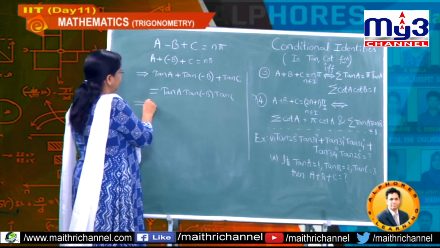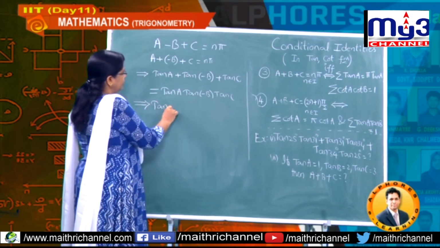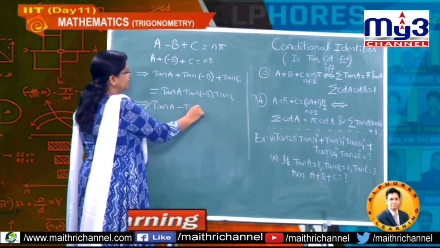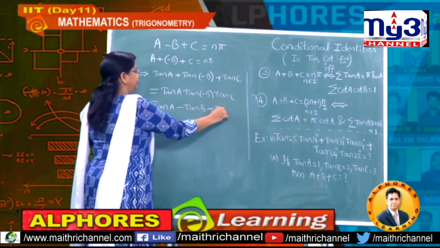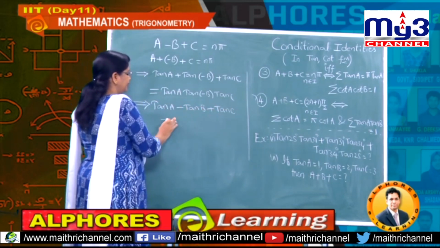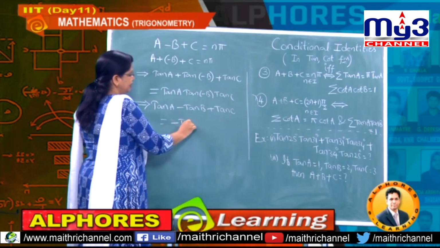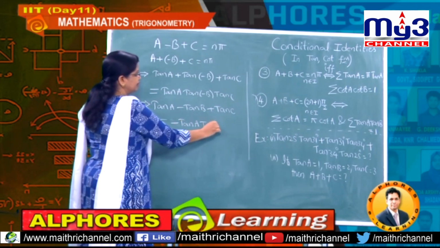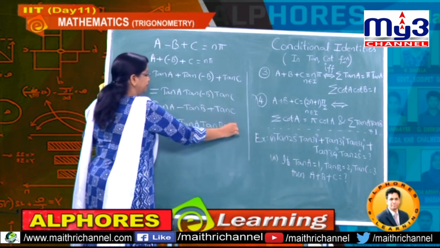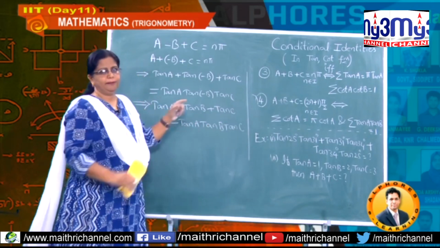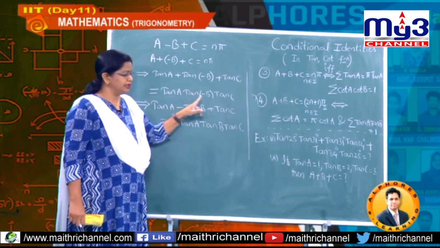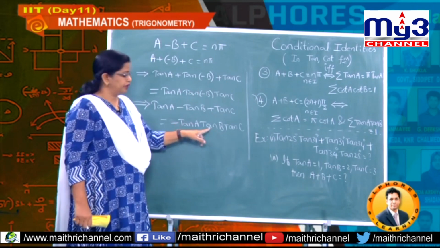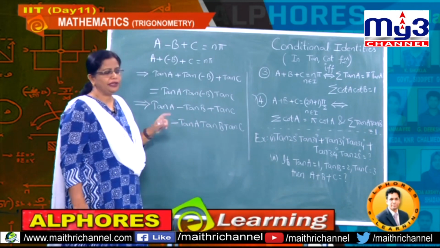Hence finally what is your value? Tan A minus tan B plus tan C equal to, once this is minus tan A, tan B, tan C. How I got this minus value extra, students? Because we know the formula, tan of minus theta is minus tan theta. Hence you got extra minus.